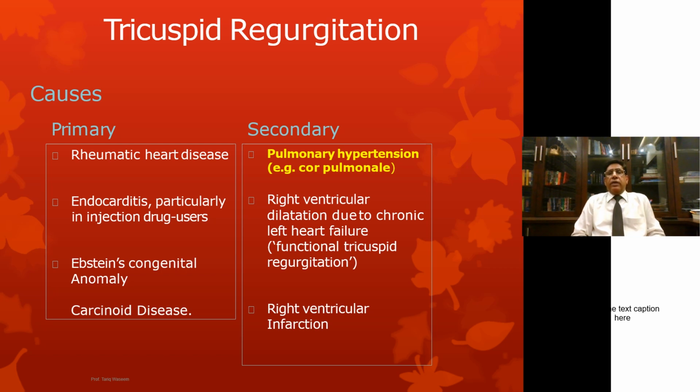Right ventricular dilatation due to chronic left heart failure can cause functional tricuspid regurgitation, as we described in patients with mitral stenosis, and sometimes an acute right ventricular infarct can lead on to rupture of the papillary muscles, or rupture of the fibers to the various leaflets of the tricuspid valve, and can be a reason for secondary tricuspid regurgitation.